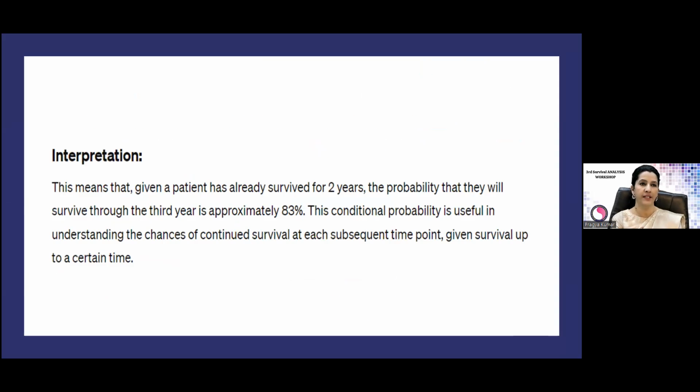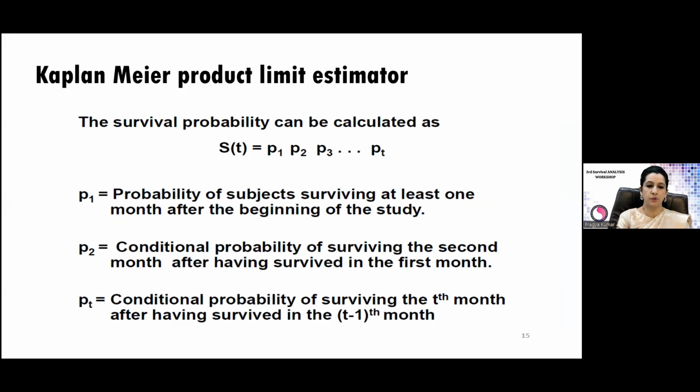So the interpretation: if the patient has already survived for 2 years, the probability that they will survive through the third year is approximately 83%. And this is useful in understanding the chance of continued survival at each subsequent point. And then we have learned regarding this product, because this is a product of all conditional probability of a subject surviving at least 1 month after the beginning of the study. And then P2 is the conditional probability of surviving the second month after having survived in the first month.